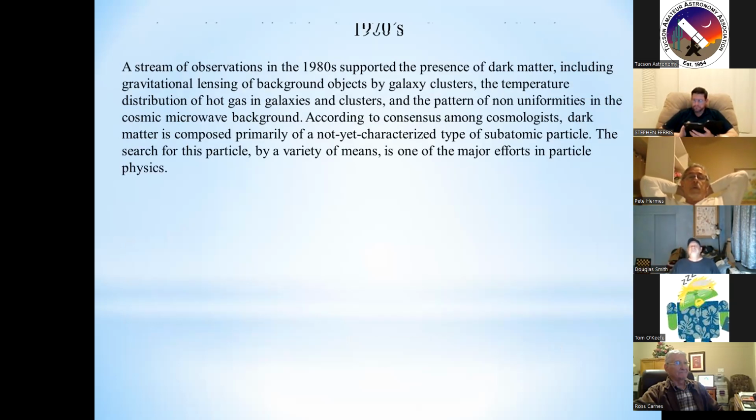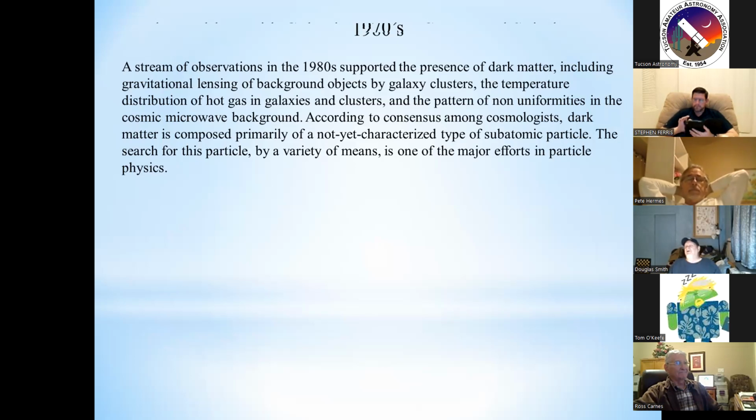And then, as I said, you started getting other types of observations, which also supported dark matter. In the 1980s, you started getting gravitational lensing measurements of background objects. You'd look at galaxy clusters, and by looking at the gravitational lensing, you can compute how much mass there is in the galaxy cluster that's causing the lensing. And you can look at the temperature distribution of galaxies and clusters.